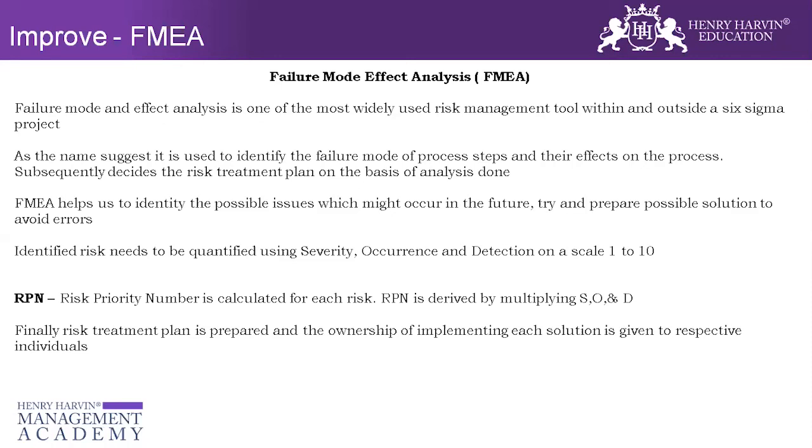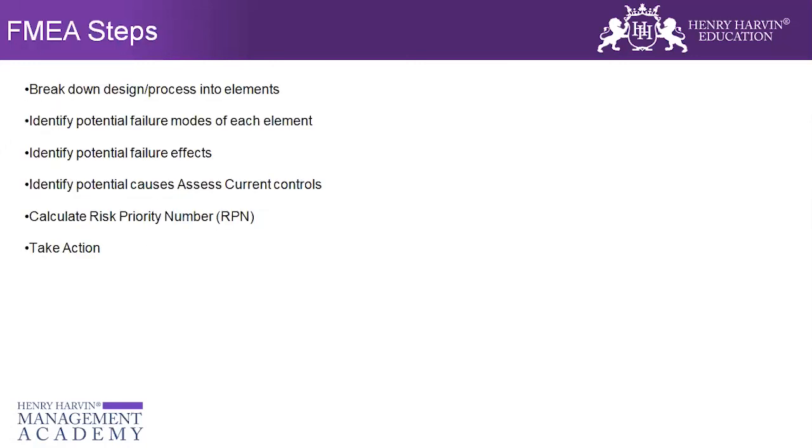Okay. So with the help of severity, occurrence and detection, which is also known as SOD, there is a risk priority number which is generated for each risk. Okay. RPN, or risk priority number. RPN is derived by multiplying S into O into D. So with the multiplication of severity, occurrence and detection, we get to the risk priority number. Okay. Finally, the risk treatment plan is prepared and the ownership of implementing each solution is given to the respective individuals.